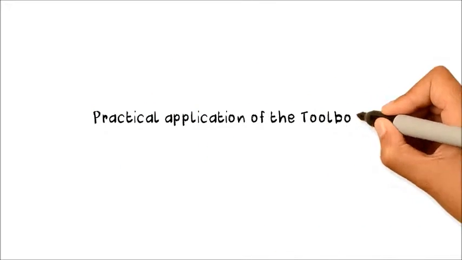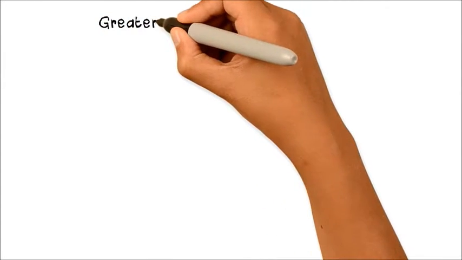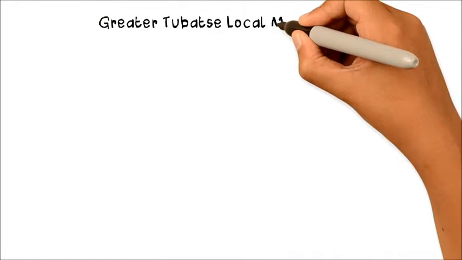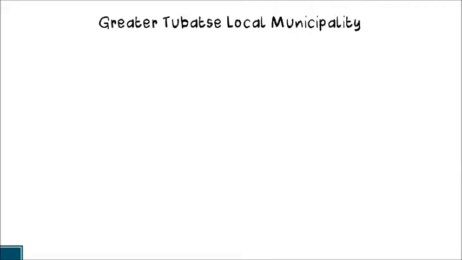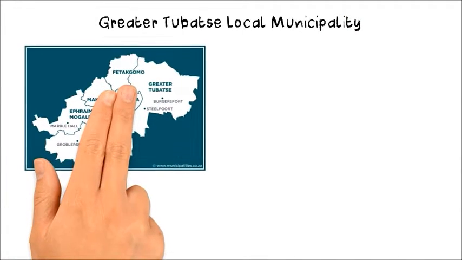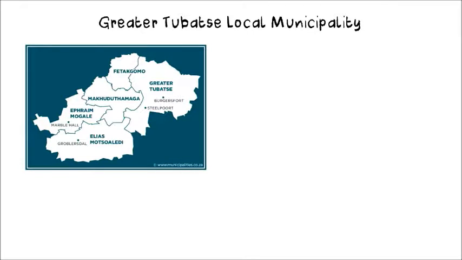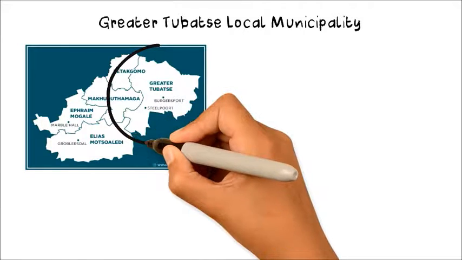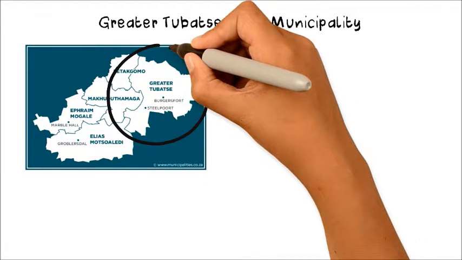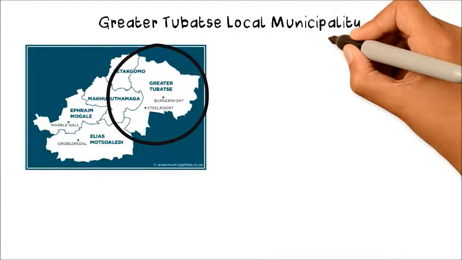The toolbox is better explained through a practical demonstration. I will now show you how this toolbox works by applying it to the Greater Toolbox local municipality. This municipality is a rural municipality in the area of Burgersfort in Limpopo. The Government Performance Index currently ranks it as the 4th worst functioning municipality in South Africa.